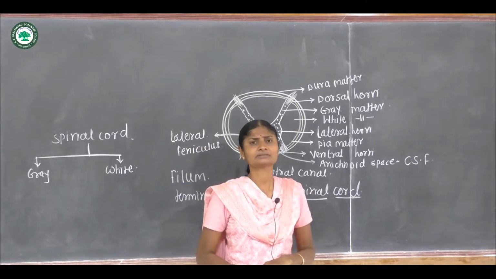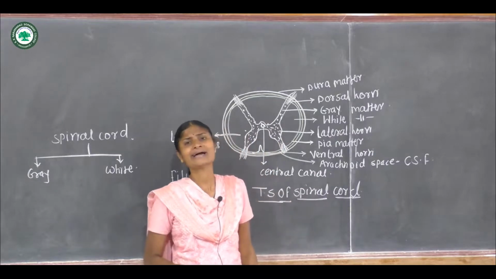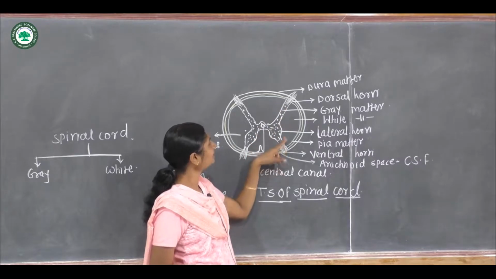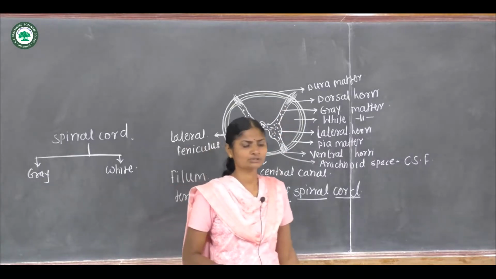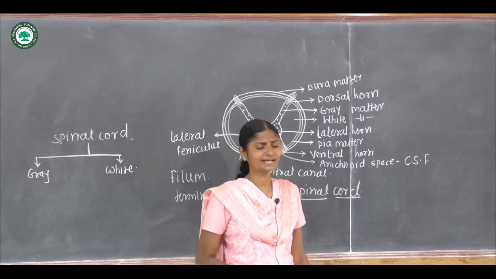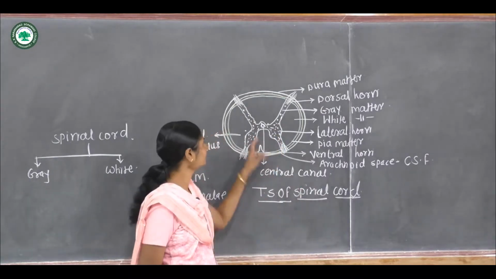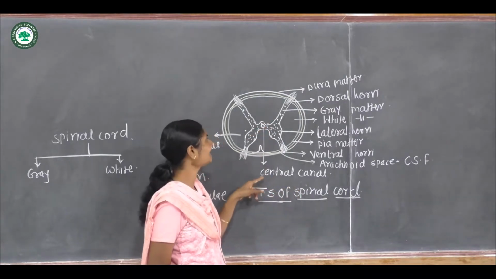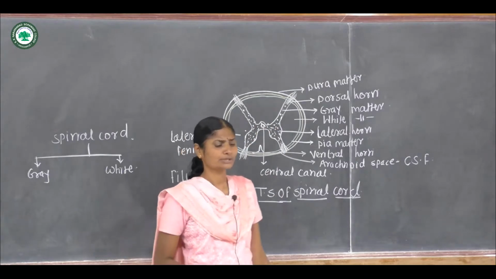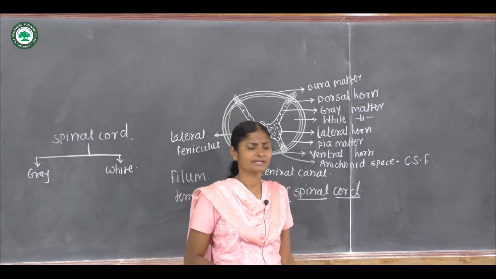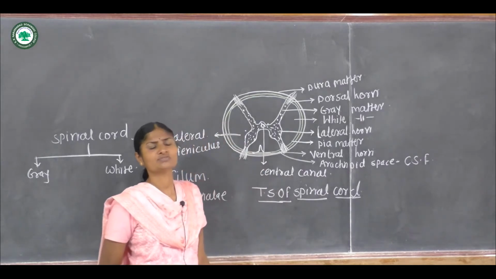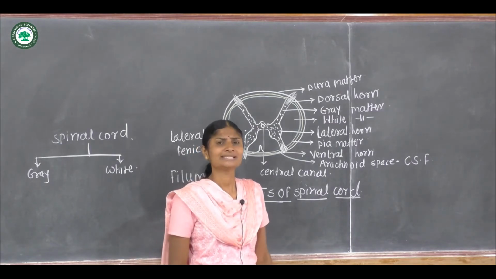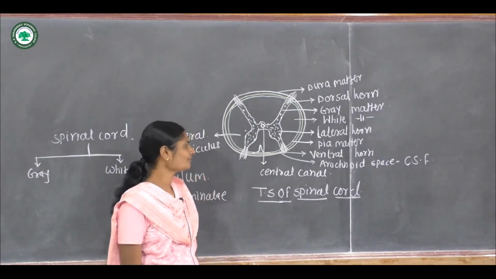The H-shaped grey matter has dorsal, ventral and lateral horns present, and the central canal is covered by the grey matter. Here the central canal is present, and it is surrounded by the grey matter. Dorsal median groove and ventral deep and wide fissure are also present in the spinal cord. This is all about the histology of spinal cord.